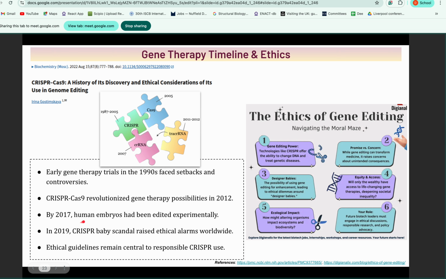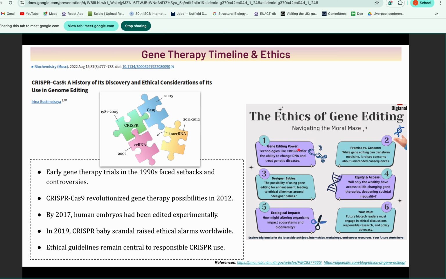By 2017, human embryos had been edited experimentally, because we have seen that in different disease states, human embryos could be edited, which is known as germline genome editing. So this was observed in 2017, and in 2019 the CRISPR baby scandal also raised ethical alarms worldwide, due to which that person was also sent to jail. So ethical guidelines remain central to responsible CRISPR use. So these are the ethics of gene editing.